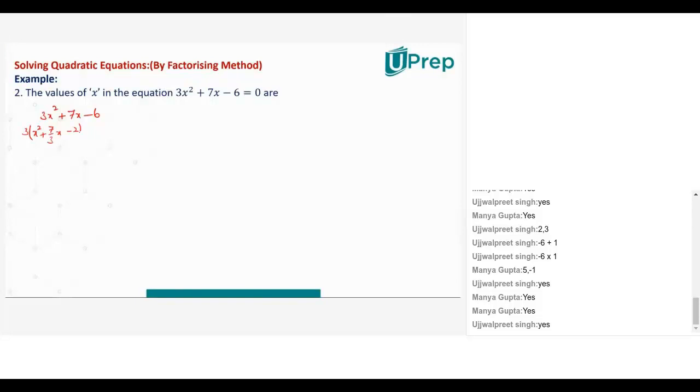So now I need sum should be 7 by 3 and the product should be minus 2, which is practically very difficult, isn't it? Now that the coefficient of x square became 1, but identifying two numbers whose sum becomes a fraction, is very difficult, not possible practically. Are you getting what is the difficulty in this case?